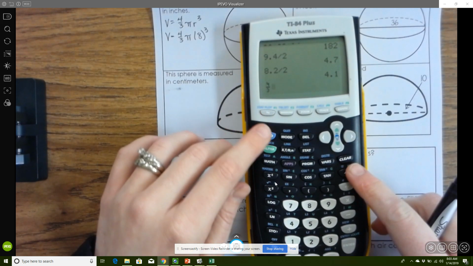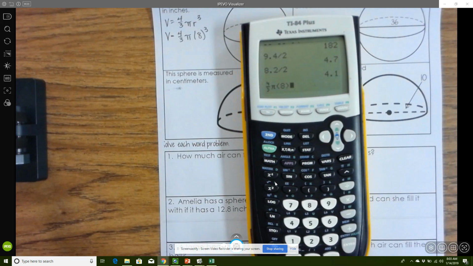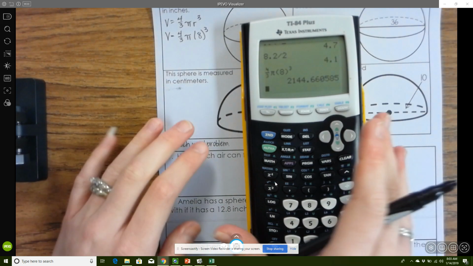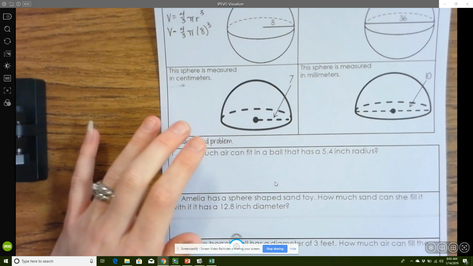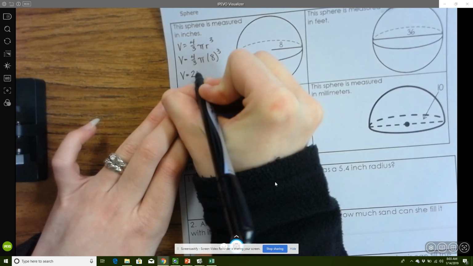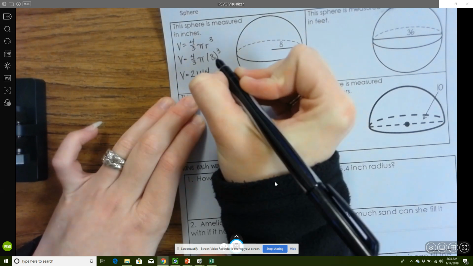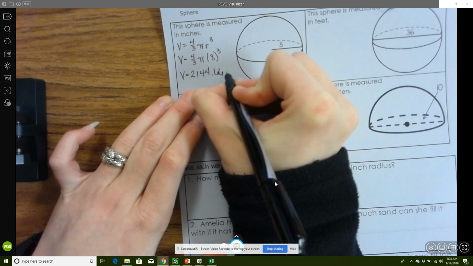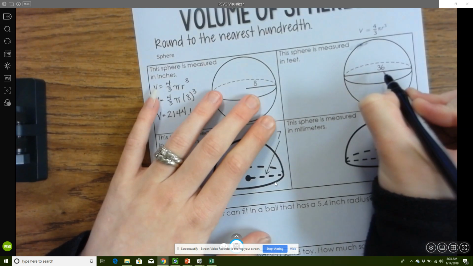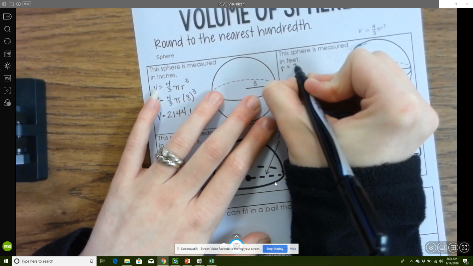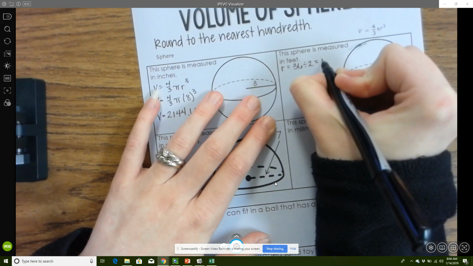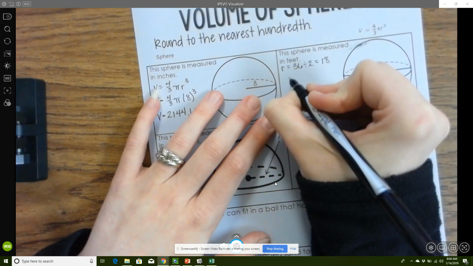So 4/3 pi 8, and then the exponent key is here, to the third. And so we're going to round to the hundredths. So our volume is going to be 2,144.66 inches cubed. All right, on this one we have the diameter. So to get the radius, I have to divide it by 2. So my radius would be 18 here.